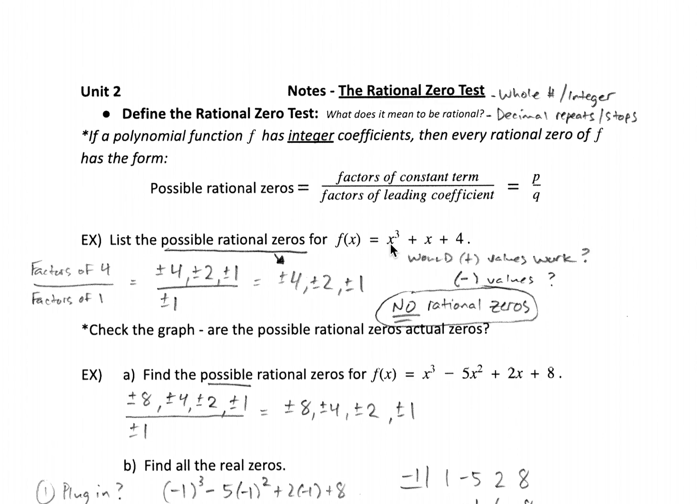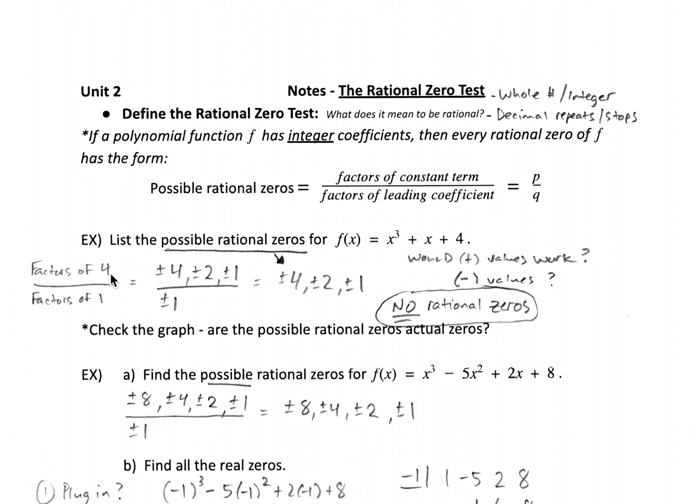So let's try out one to begin with, this x cubed plus x plus 4. To state the possible rational zeros, we're going to create a quotient here where we're going to take factors of our constant term. So the constant is always the number by itself, usually at the end of the function. And then we're going to divide that by any possible factors of our leading coefficient. The leading coefficient would be the number in front of your leading term. So in this case, it's 1.